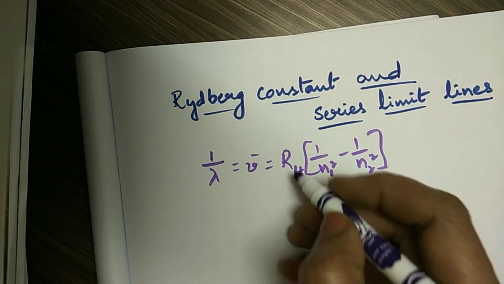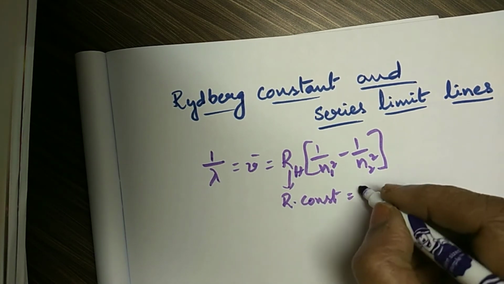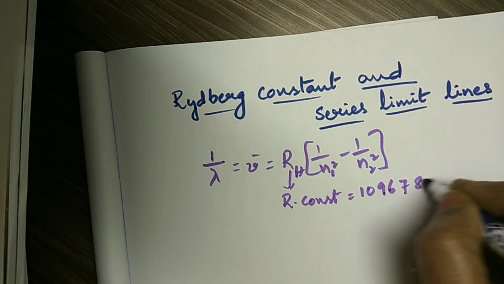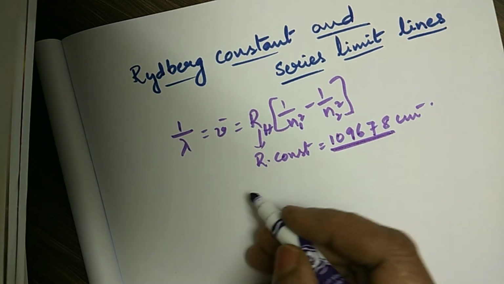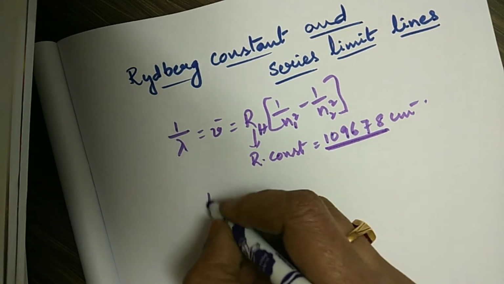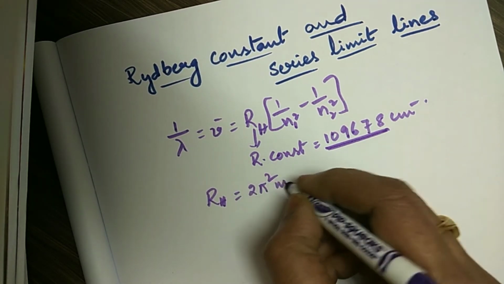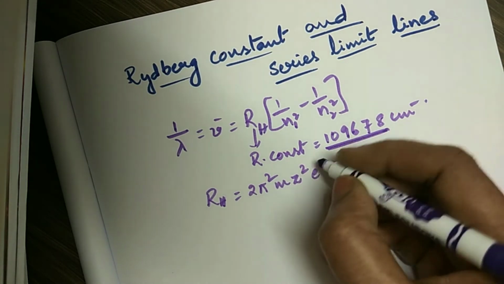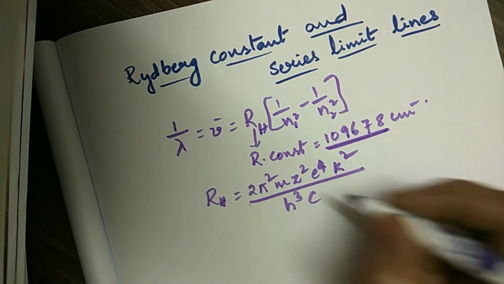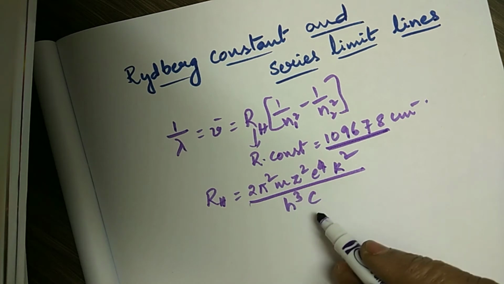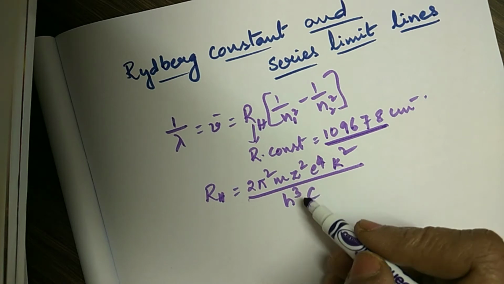Okay, this RH is called the Rydberg constant and its value is 109678 centimeters inverse. This value comes from the formula: RH, the Rydberg constant for the hydrogen atom, is equal to 2 pi square m Z square e4 k square divided by h cube c. By substituting all the values in this, all the values are constants except Z. Z varies for different elements.